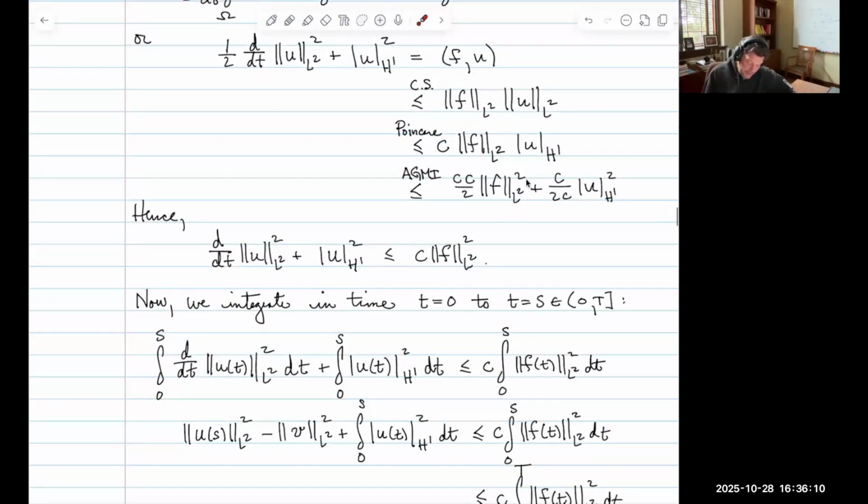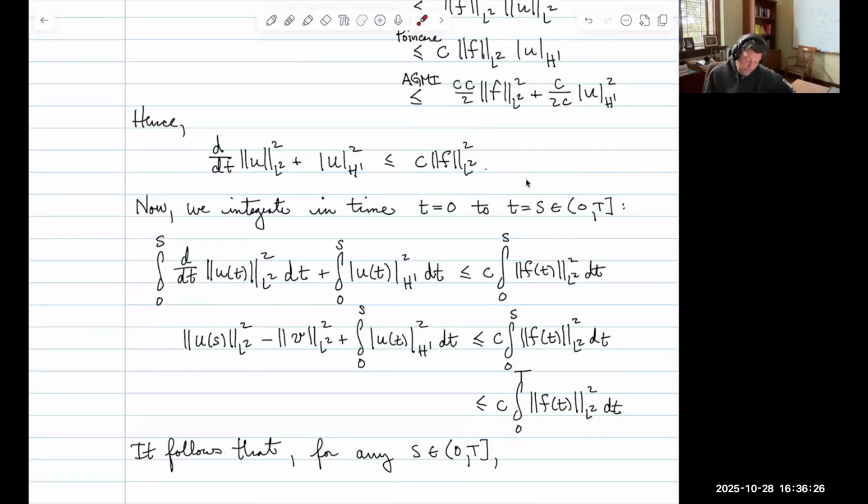Now let's integrate this quantity in time from t equals 0 to an arbitrary s in 0 to t. So each term gets integrated from 0 to s. Nothing really changes, it's just integration. Then I notice that this is a perfect derivative. What happens with a perfect derivative? If I integrate it, then I just evaluate the two endpoints and take the difference.